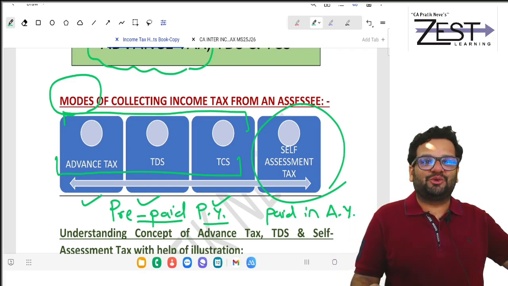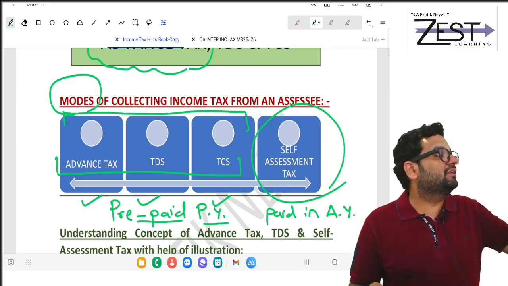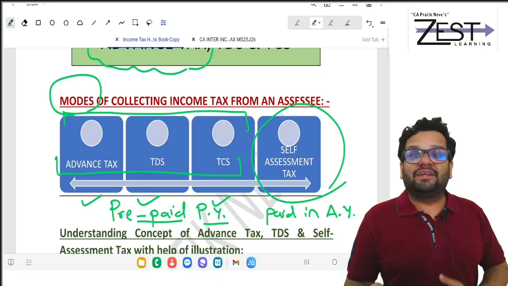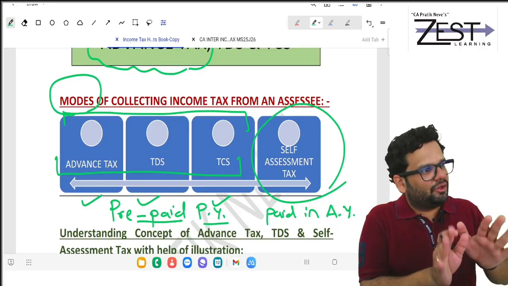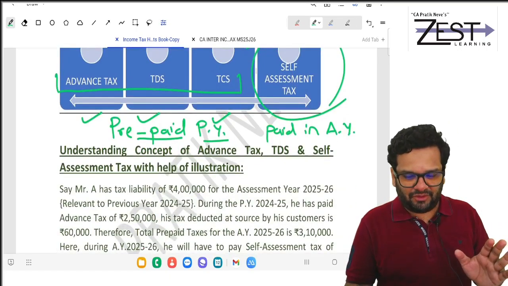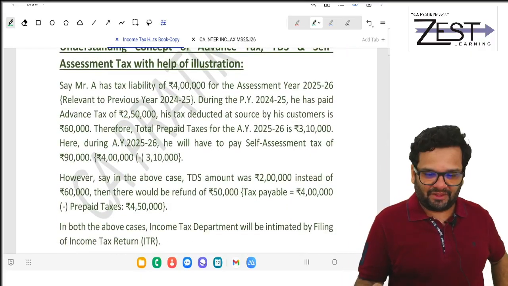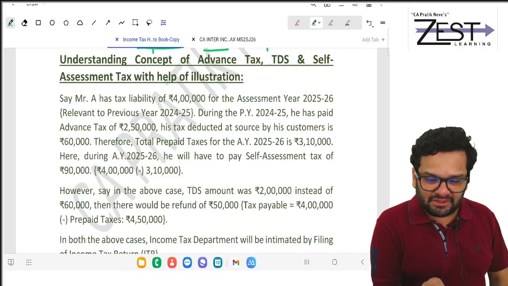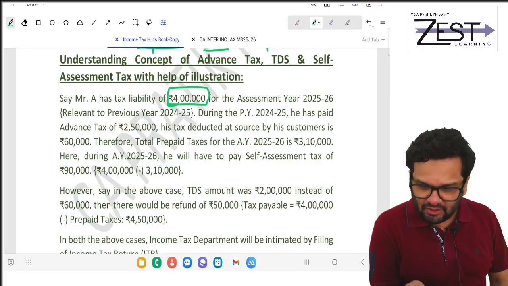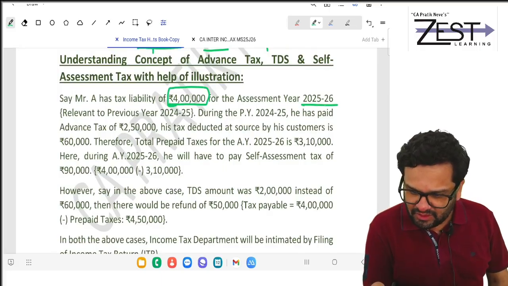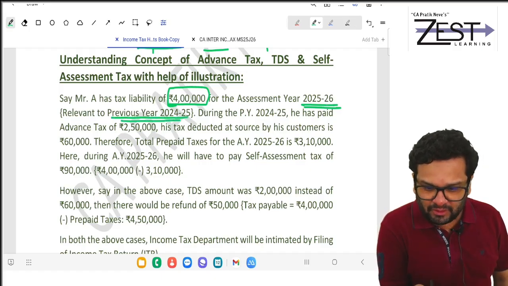TDS was to be understood a few days back, because we were trying to understand non-compliance in TDS. But first we understood what is TDS. Today also we will focus on it again. First let's understand this with an example. Okay. So there is Mr. A who has a tax liability of 4 lakhs for AY 25-26, which is relevant to PY 24-25.